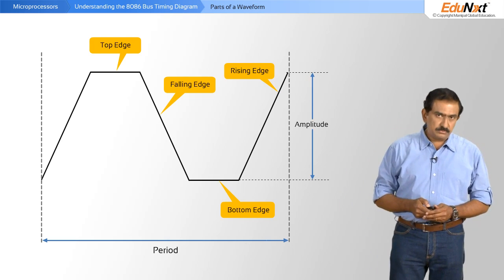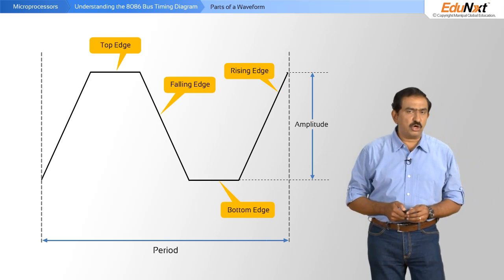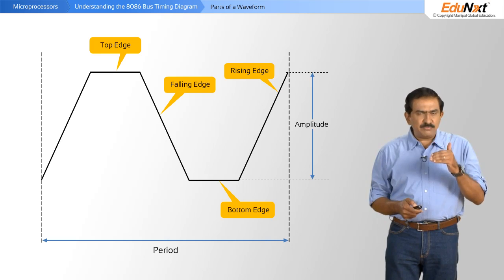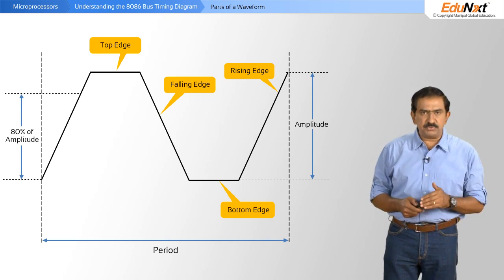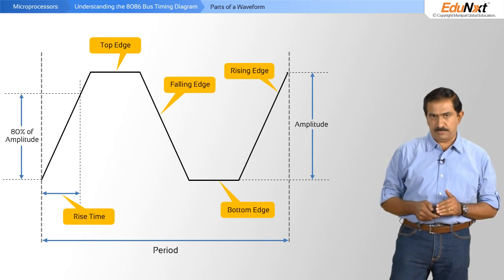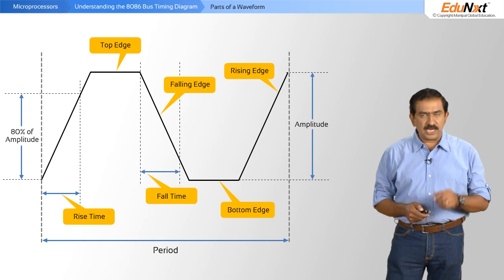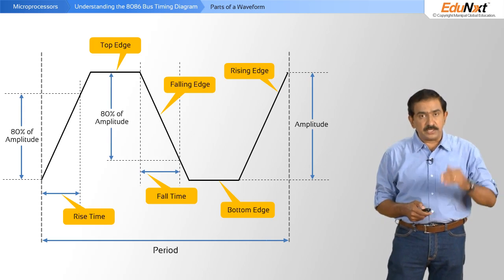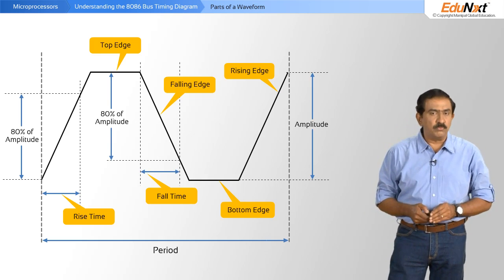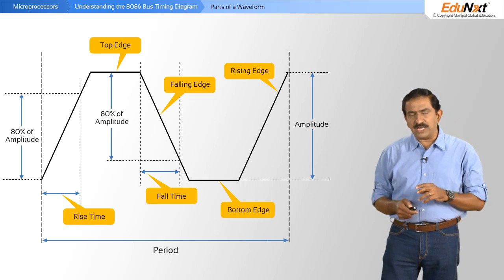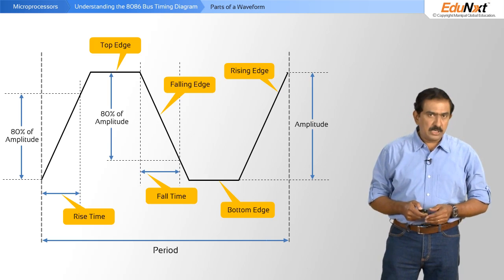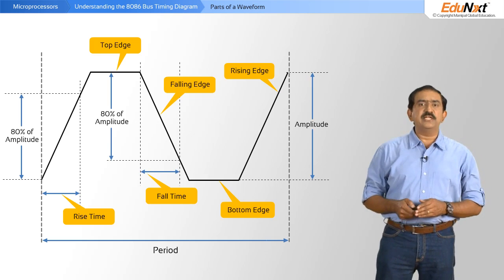In addition, the strict definition of amplitude is when the time taken to go from 0 to 80% is called the rise time, and the fall time is the time taken to go from high to 80% of high. That's about 20% of low. So you have a rise time and a fall time, all of which together define a waveform. So let's look at how to read a generic waveform.